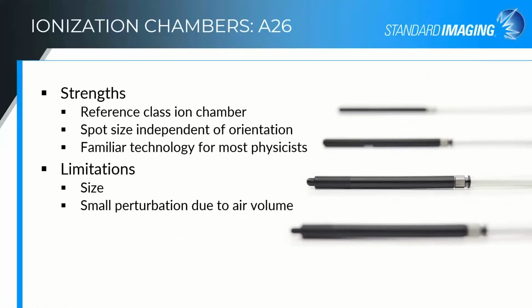So, strengths of the ionization chamber, the A26 in particular: it is a reference class ionization chamber. You can expect very stable and predictable behavior from it. That spot size is independent of the beam orientation. And ion chambers really are familiar technology for most of us. This is something that we've worked with all along. We're comfortable with troubleshooting when things start to go wrong or look funny. We recognize when things look funny. Limitations are size. You can only make an ion chamber so small. There is still a small perturbation of the beam due to the air volume in there.